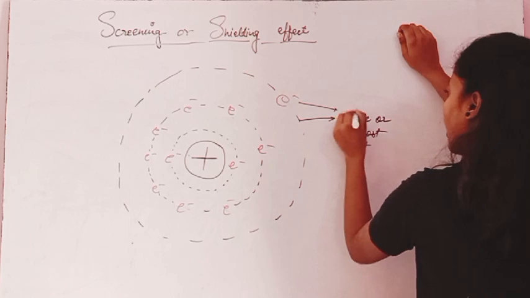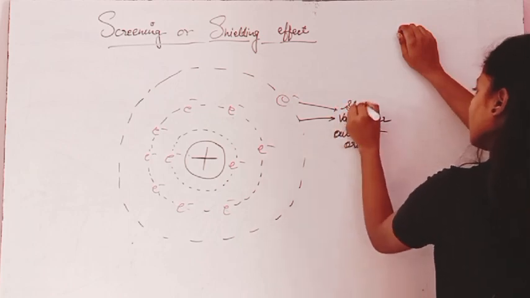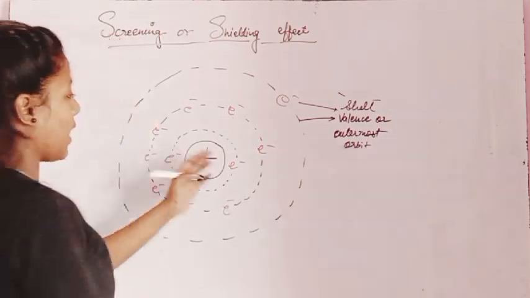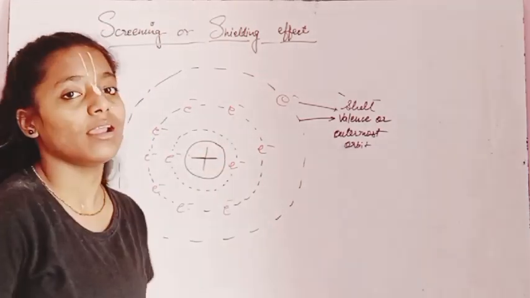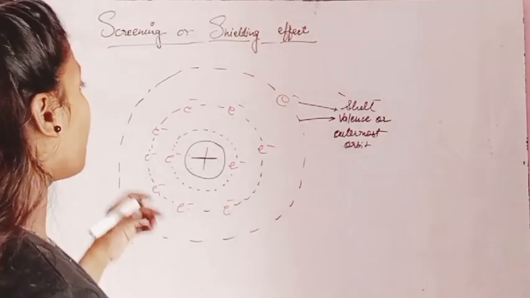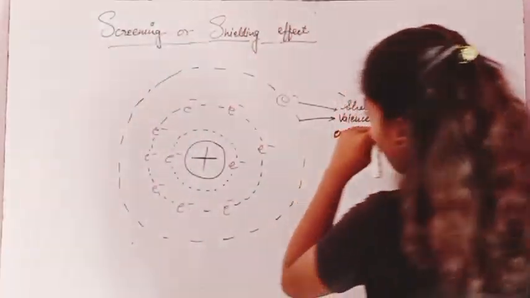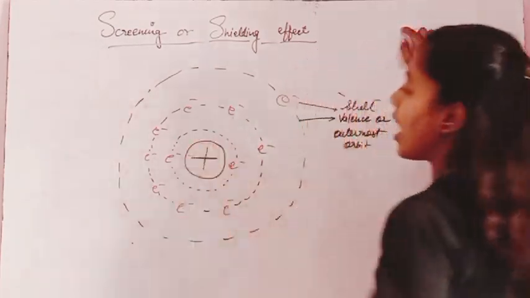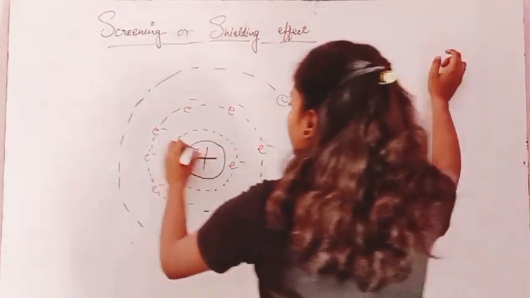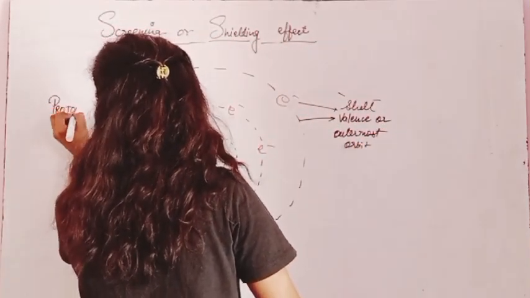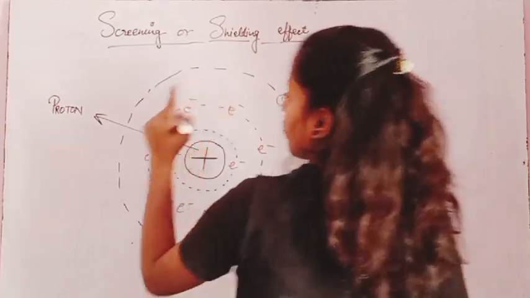It is your valence or outermost shell electron, right? And this is your proton, and this is your innermost shell, which contains 2 electrons, right? Now what's happening, or what's the story behind this? As we can clearly see, this particular positive charge, which is your proton, everyone please focus on it, which is your proton.